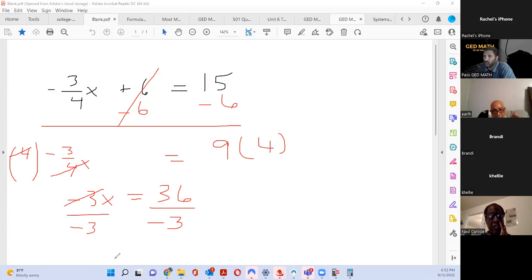The negative 3 is canceled. We get X equal what's 36 divided by negative 3? Negative 12.